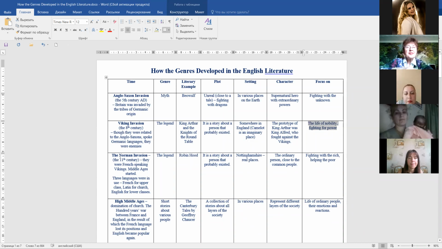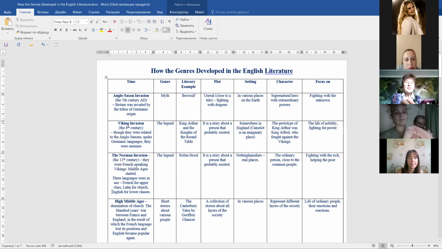Then the Norman invasion. Who were the Normans? French-speaking Vikings. Remember they spoke French, and in this whole set of invasions, it was the most striking one because they spoke French. French became one of the 3 languages in use. French was for the upper class, Latin was for the church, and English was for the lower classes.